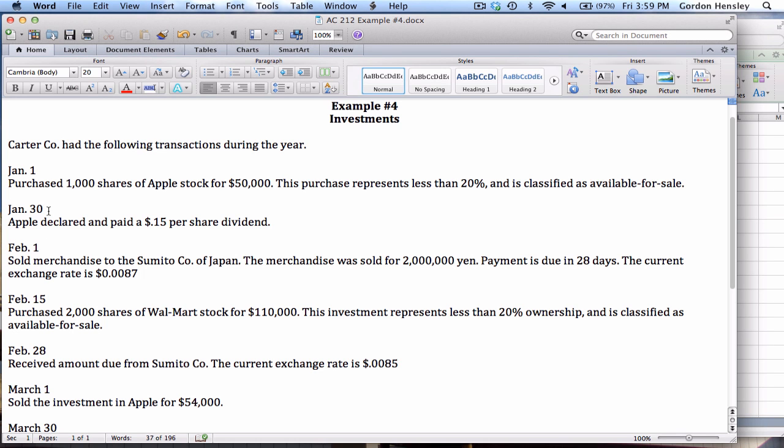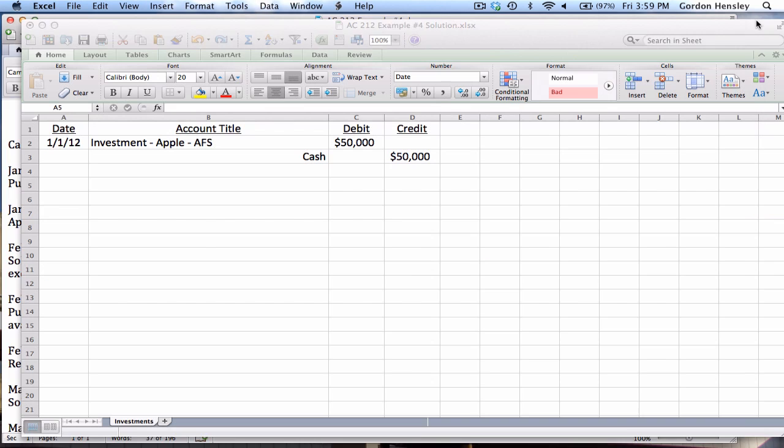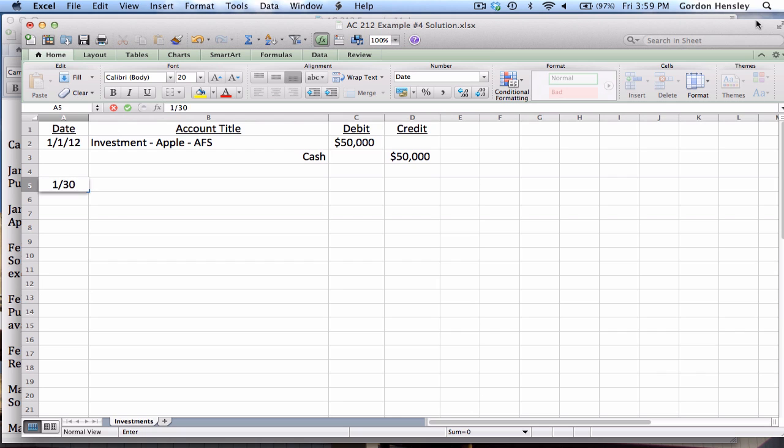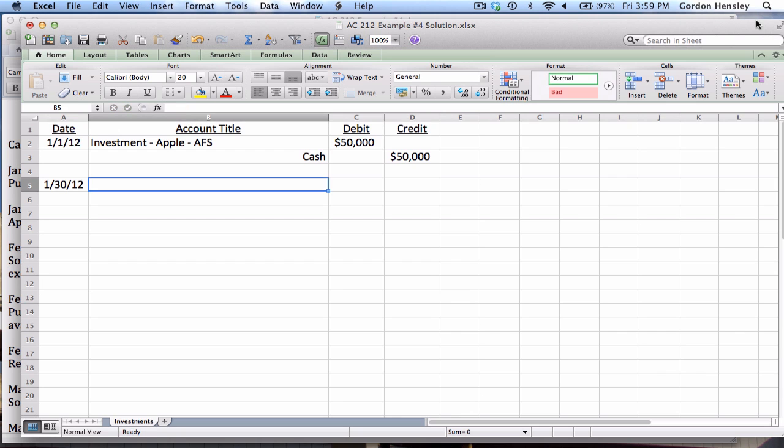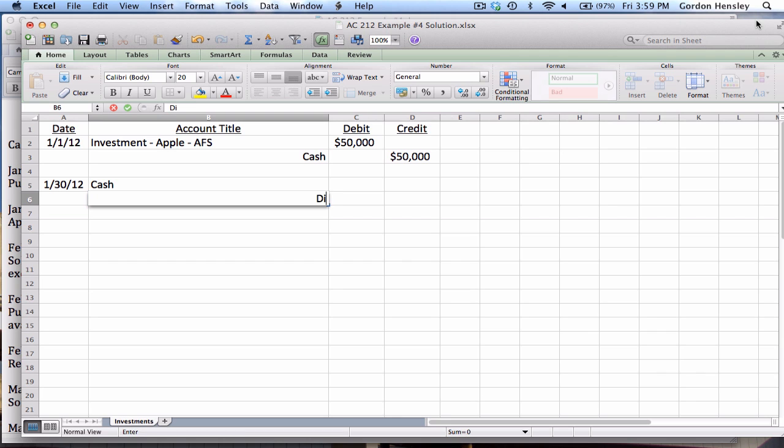Now on January 30th, it says Apple declared and paid a 15-cent per share dividend. So this will be on the 30th. Now in this case, we're going to be receiving money, so we will debit cash. And what are we receiving? We're receiving a dividend. Well, that's revenue. That's a source of revenue for us. So we'll just credit dividend revenue.